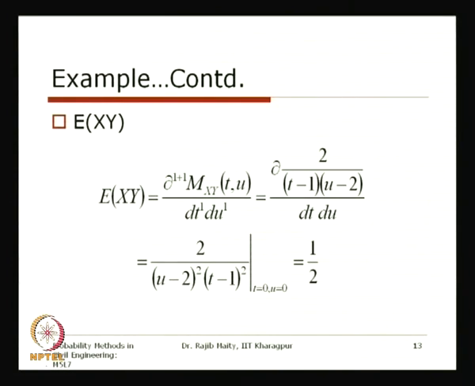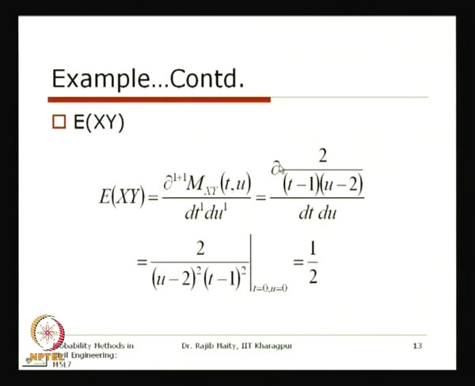So here the expectation of xy means that, using the notation we used minutes before, r equals 1 and s equals 1. So this is the second order derivative with respect to both t and u. This is the expression: the derivative of this moment generating function with respect to t as well as with respect to u.